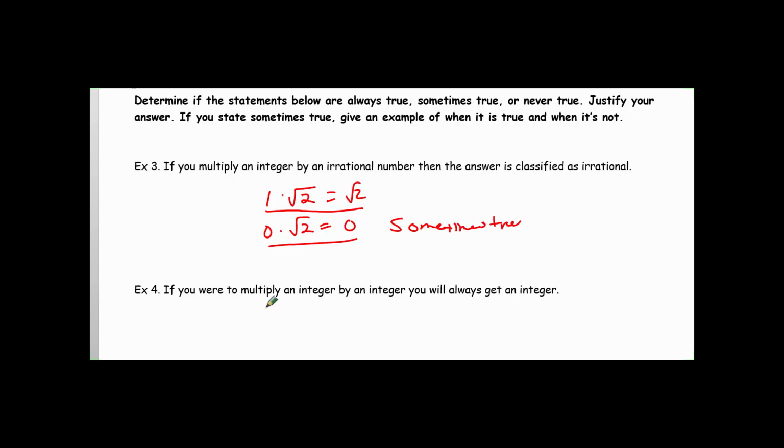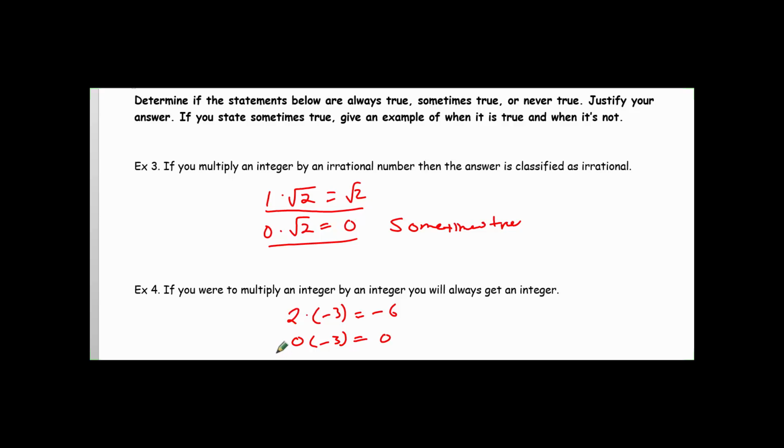Alright, what about example 4? If you're multiplying an integer by an integer, you will always get an integer. Alright, well, let's try a couple. 2 times negative 3. That gives me negative 6, which is an integer. Remember, no fractions, no decimals. And how about our 0? 0 times negative 3, that gives me a 0.